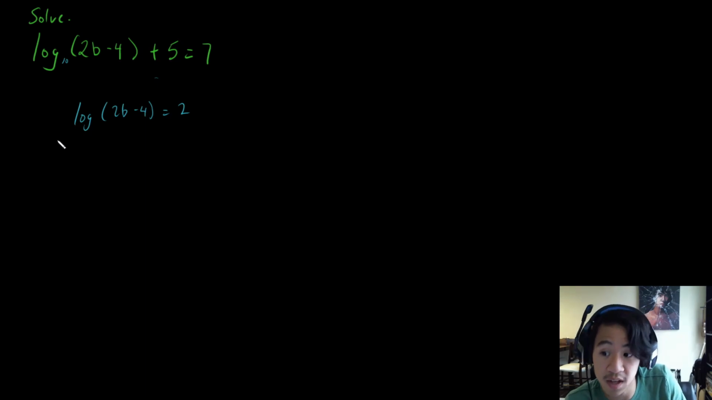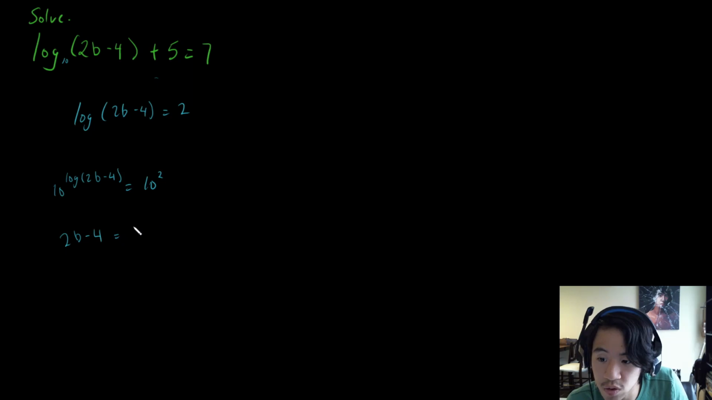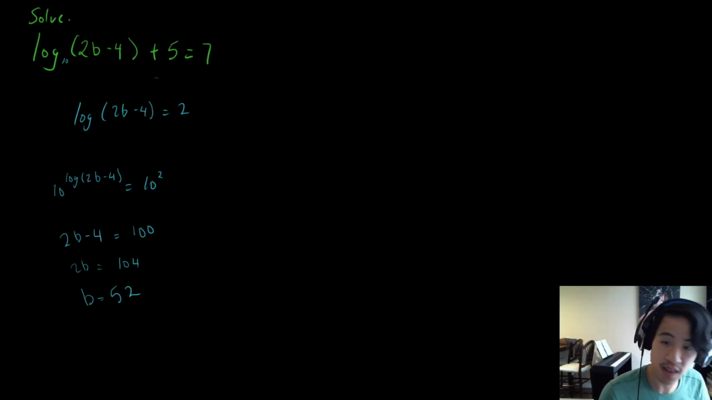Now we're going to exponentiate both sides. So you're going to have 10 to the log of 2b minus 4 is equal to 10 squared. Now our whole left side just becomes 2b minus 4 equals 10 squared, which is 100. Now we solve for b, so we add 4. 2b is equal to 104. And divide by 2, b is equal to 52. So that is it for that problem.